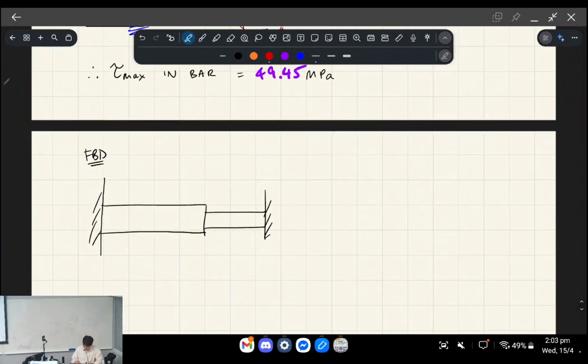So the torque is now applied in the very middle. So this point we're going to call D. Here we'll call A. Here we'll call B. Here we'll call C. Again, the torque is applied here now. So it goes like that. T. We're going to have different reactions now, TA and TC.